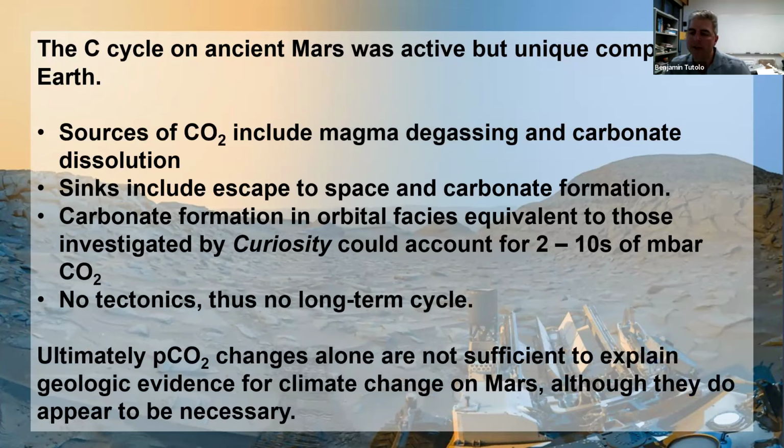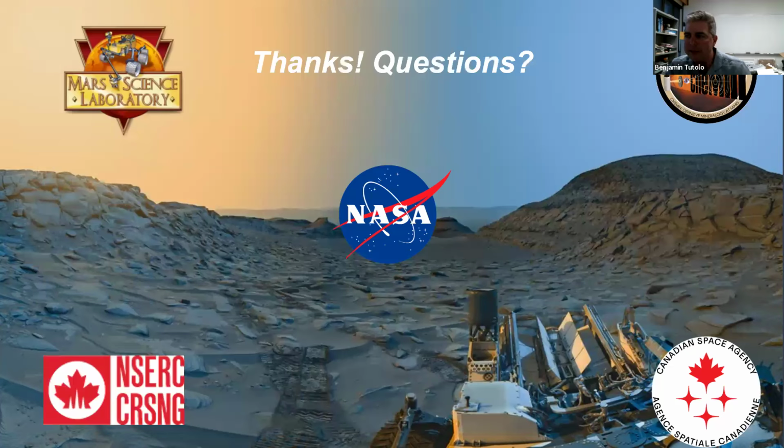Ultimately, though, these PCO2 changes alone are not sufficient to explain why the climate changed on Mars, although they do appear to be necessary. So at least part of it must be PCO2 changes, and then something else broader must be happening as well. So thanks for that. Thanks for listening, and I'm happy to answer any of your questions if you have them.